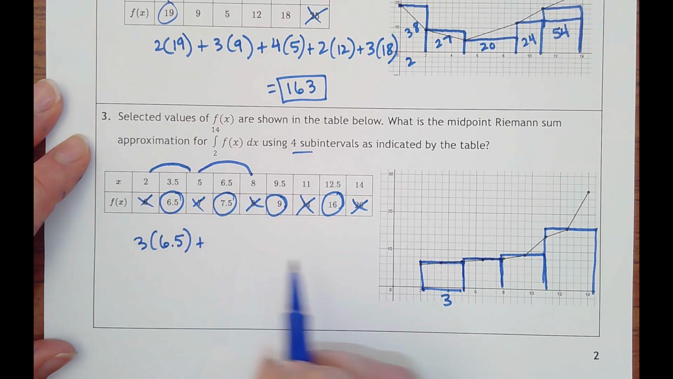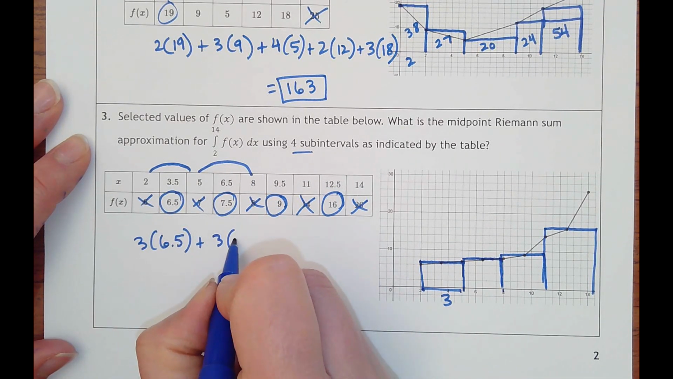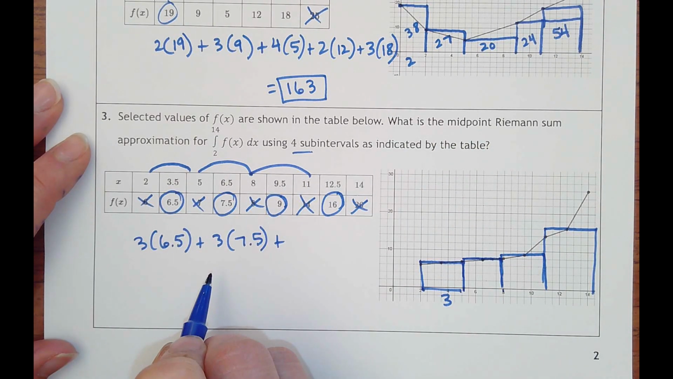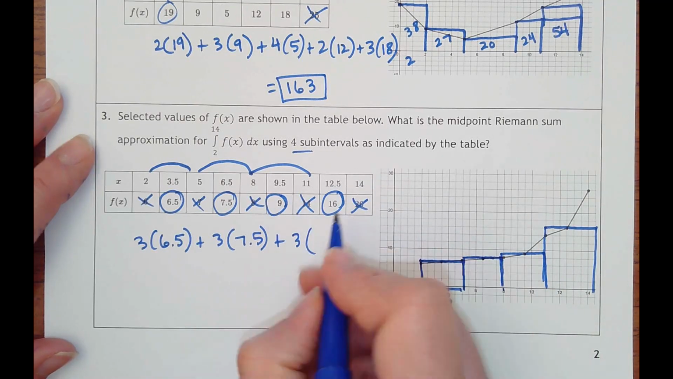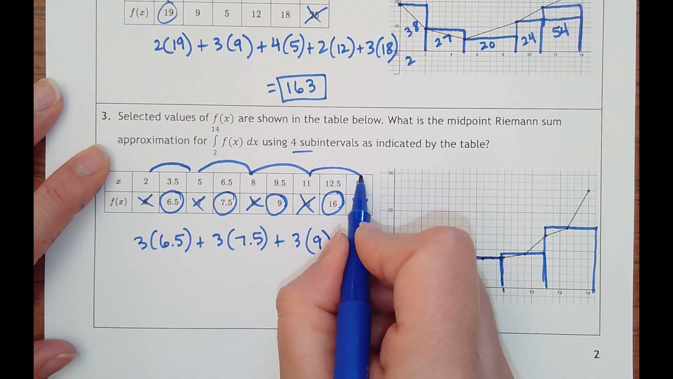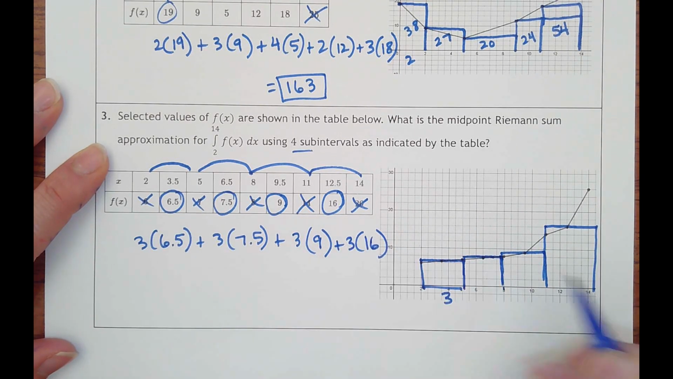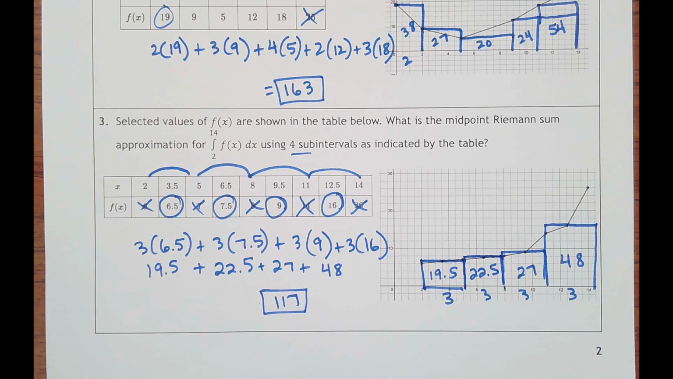Then we're going to have the next rectangle be from 5 to 8, which is another width of 3. And then the height's going to be 7.5 plus 8 to 11. So it looks like all of these rectangles will have a common width. So 3 times a height of 9, and then another width of 3 times a height of 16. Which should give you a total area of 117 units squared.